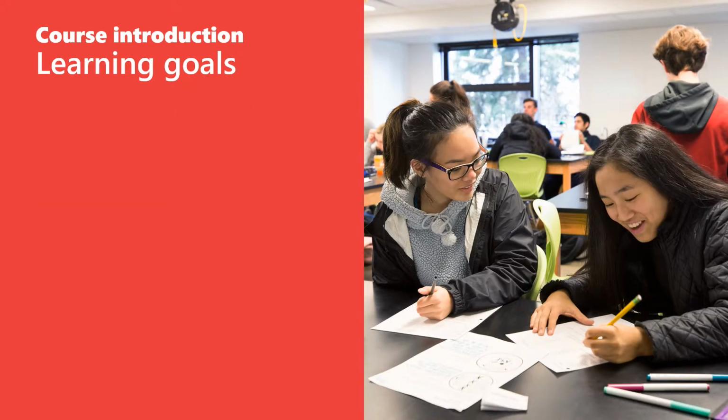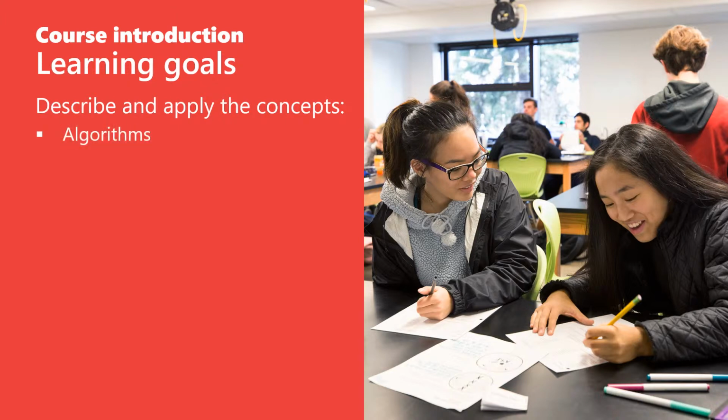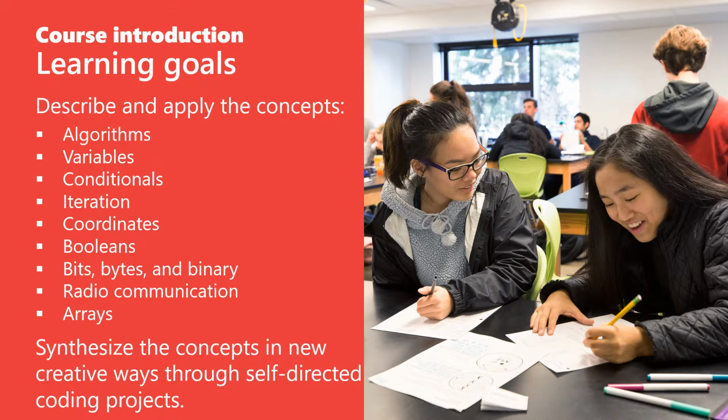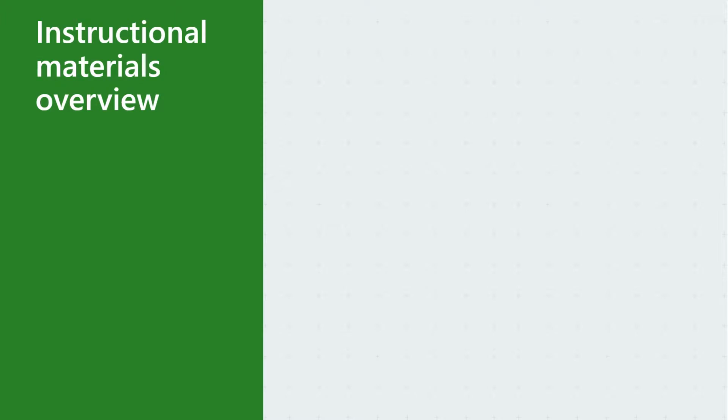By the end of this course, students will be able to describe and apply the following coding concepts: algorithms, variables, conditionals, iteration, coordinates, booleans, bits, bytes, and binary, radio communication, and arrays. They'll also be able to demonstrate that they can synthesize the concepts in new creative ways through self-directed coding projects. You'll find the unit-specific learning goals in the unit summary section of the course overview guide and in each Educator guide. In addition to this video, you have a variety of instructional materials that we'll review now.